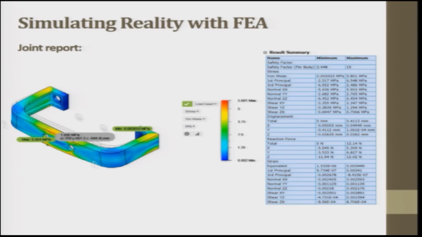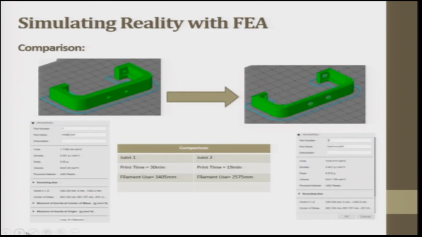That is generated. In the joint report, we finally get this specific material and the summary is there. So, safety factor per body is 3.448 as minimum and maximum is 15. So, the different principal stresses, first principal stress, third principal stress, then stress normal to XX, YY and ZZ planes, then shear in XY, YZ and ZX planes. So, all these parameters are printed here.